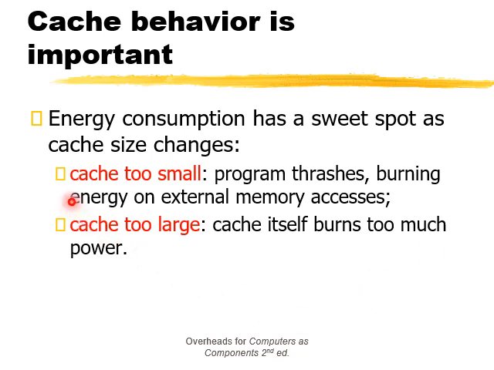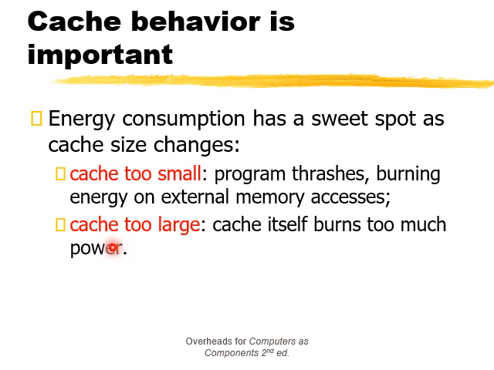For example, a cache that is too small will make the program thrash, burning energy on external memory access, because the cache memory is too small to hold the whole program. Whereas if the cache is too large, the cache itself burns too much power, because we have to search all the memory locations in the cache, which means we have to do too much work in the cache. So we can go neither very large nor too small; we need a compromise between these two.